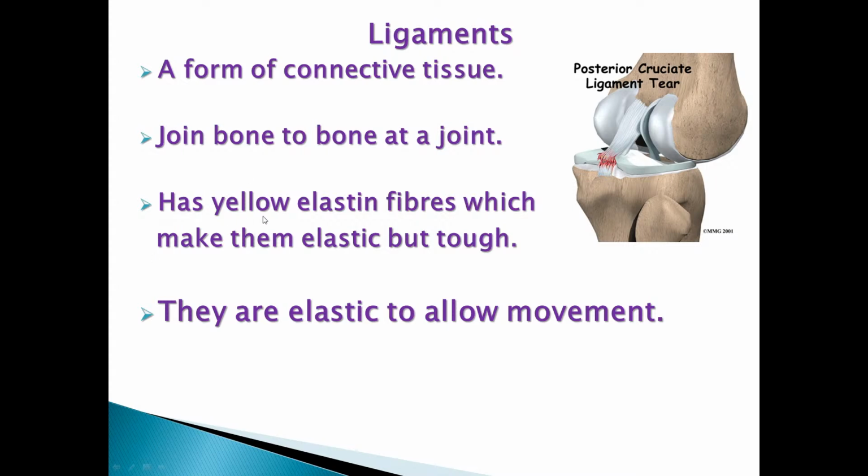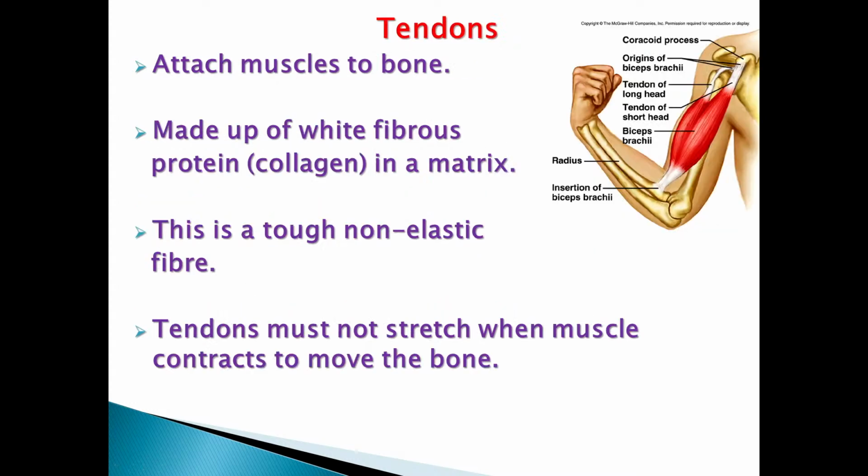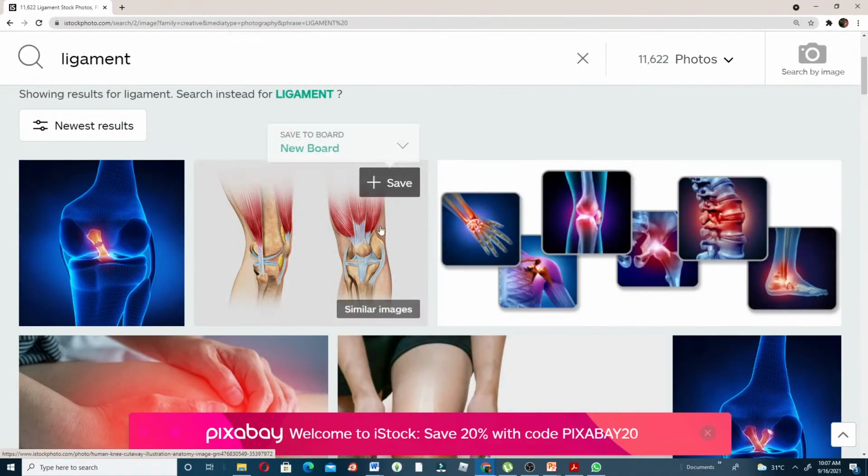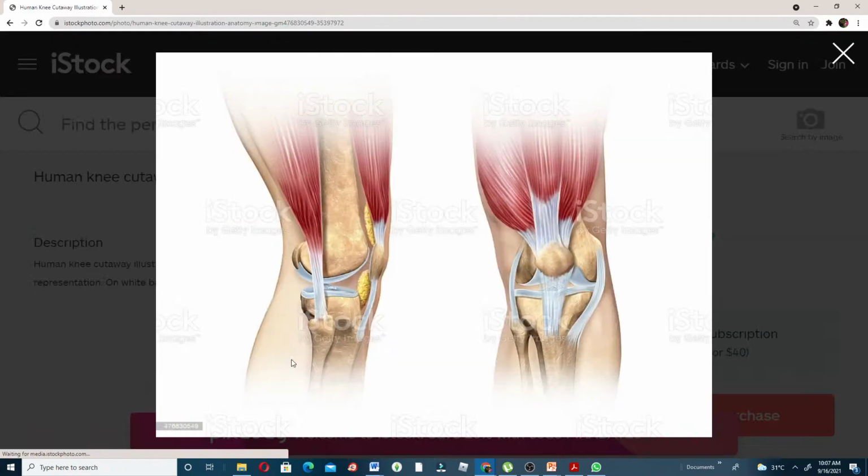In terms of pointer number 3, it has yellow elastin fibers which make them elastic but tough. So what that simply means is that you will be having movement taking place at a particular joint. Now in terms of the movement to take place at the particular joint, both bones have to move. If the ligament was not able to move, then there is no way you would have movement, because that simply means that the ligament would be extremely stiff, and once it is stiff, then that cannot allow any movement. So what they are saying is that ligaments are able to stretch, and once they are able to stretch, then movement will be able to take place at the particular joint where it is located.